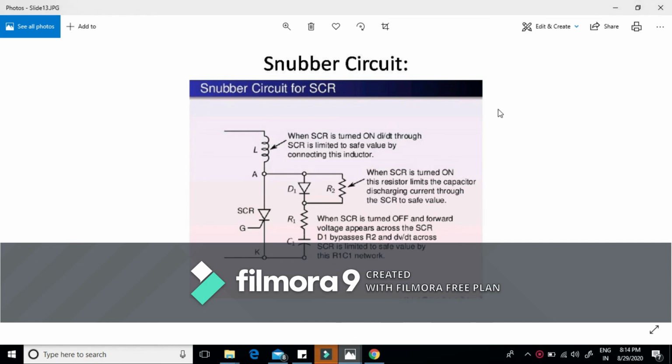Both turn on and turn off circuits are used for protection. This turn on snubber circuit is used for protection against di by dt, and the turn off snubber circuit is used to protect against the high dv by dt, that I'm going to teach you in the next lecture. Both snubber circuits, turn on as well as turn off, temporarily store energy in inductors and capacitors, and usually they dissipate it across the resistors.